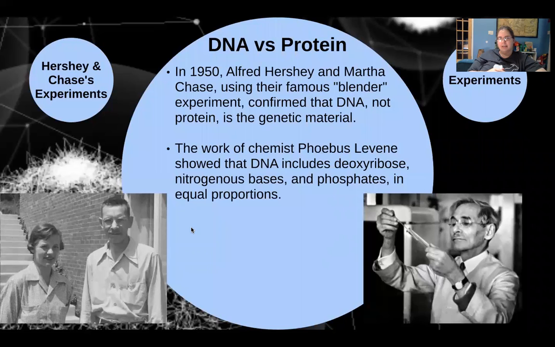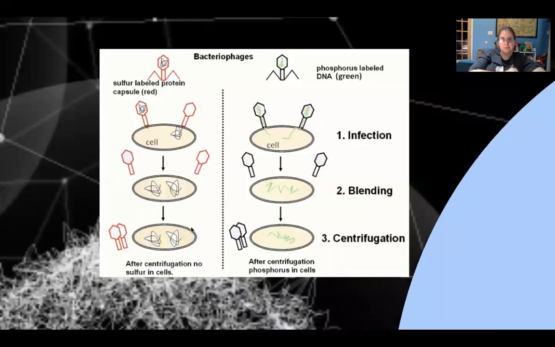Remember, way back in 1902, Garrod was the one who started saying that protein had to be our genetic material because protein expresses traits. When the protein is defective, the trait doesn't work. Therefore, protein has to be the genetic material. There's been a huge back and forth ever since about whether it was DNA or protein. But in 1950, Hershey and Chase managed to put that argument to bed, and they showed that it was DNA, not the protein, that had to be the genetic material.